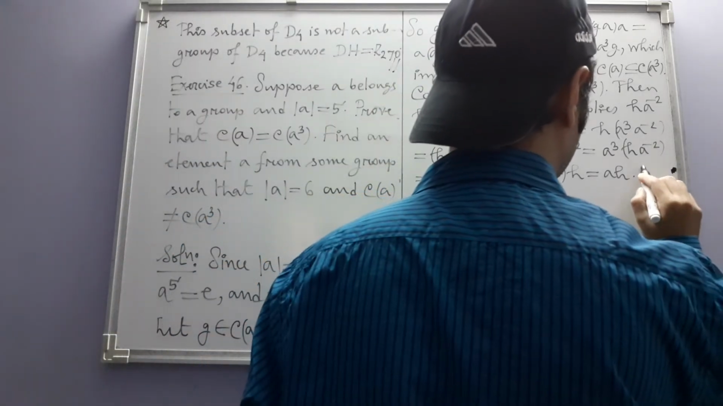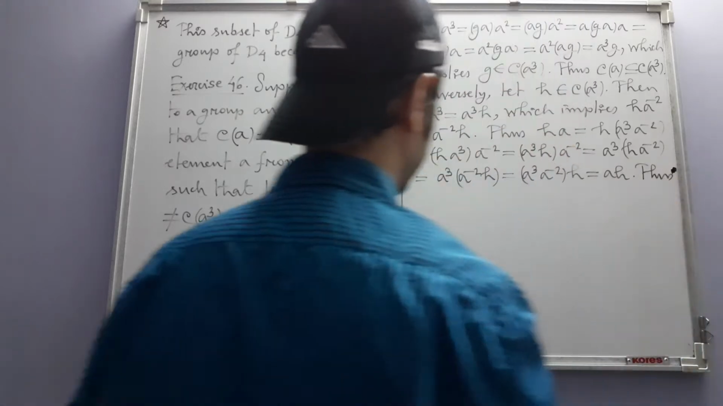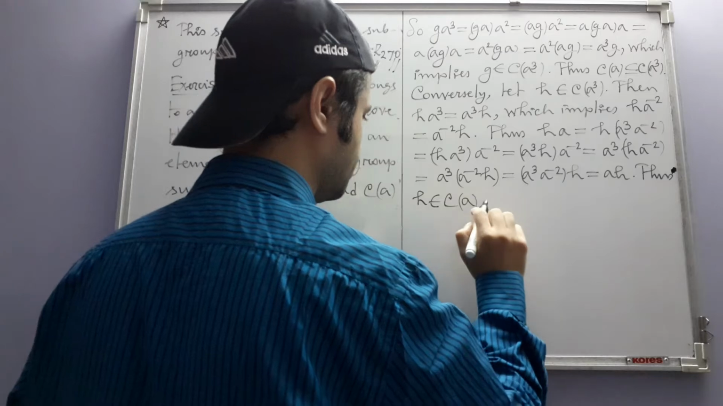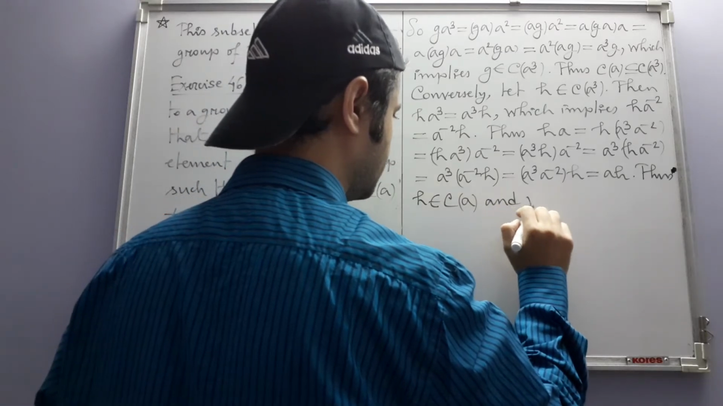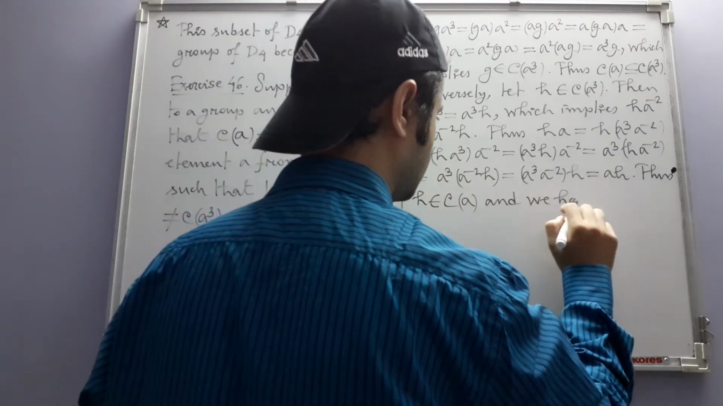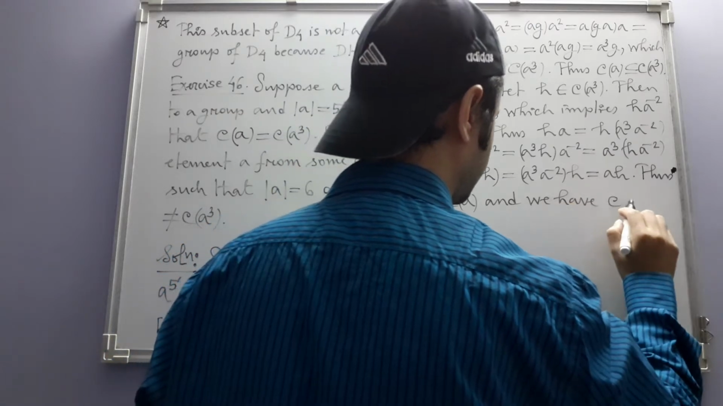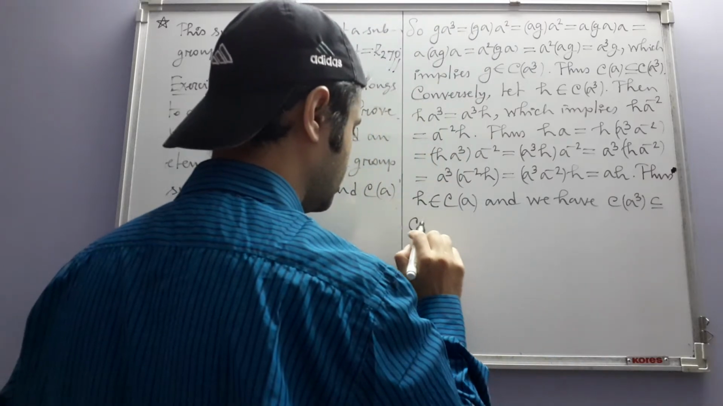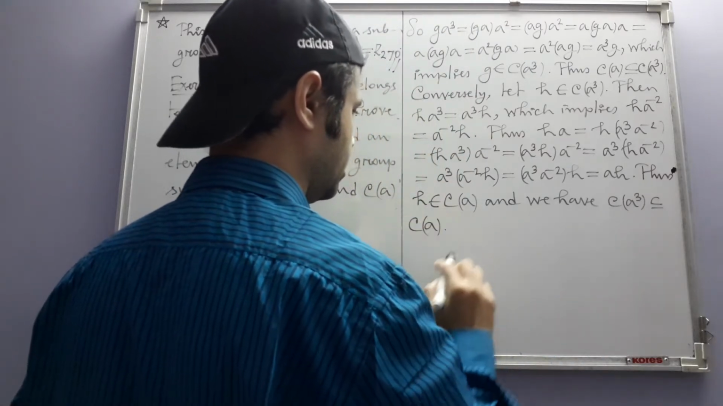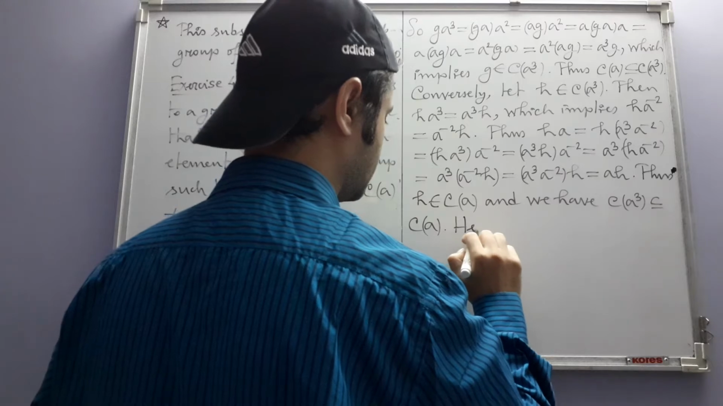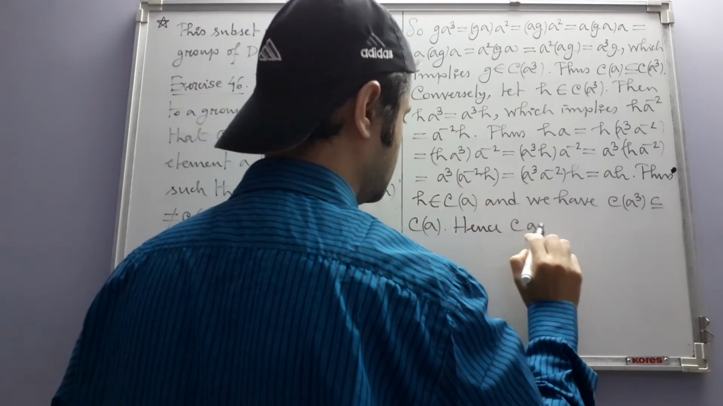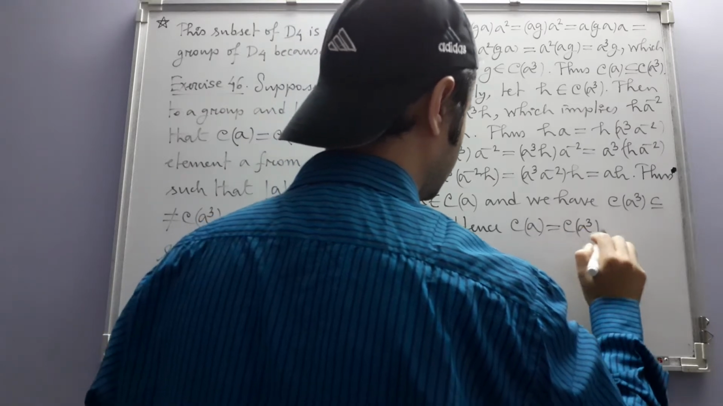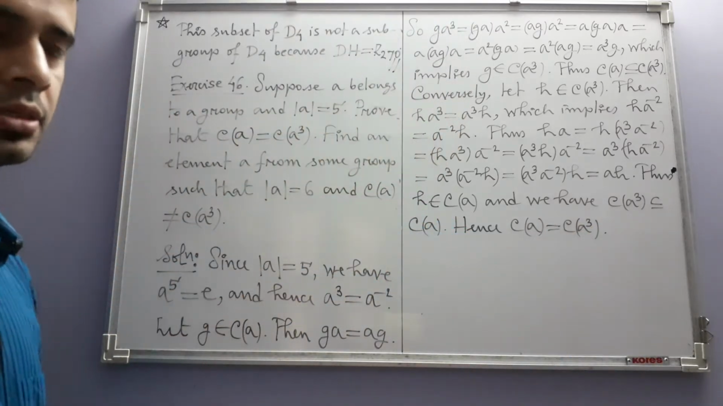Thus H belongs to CA and we have CA cube also a subset of CA. Hence CA is equal to CA cube if the order of A is 5.